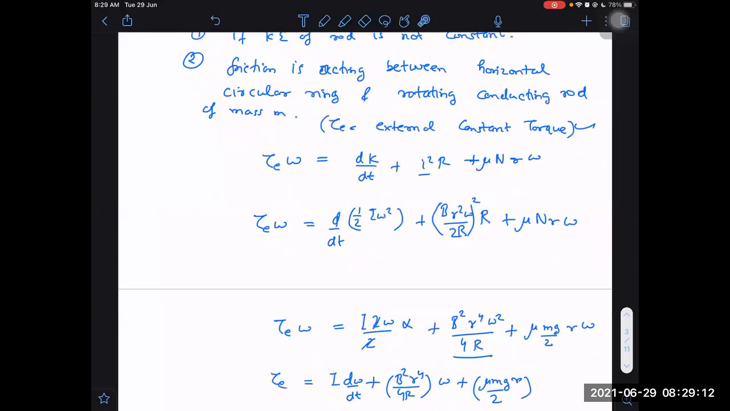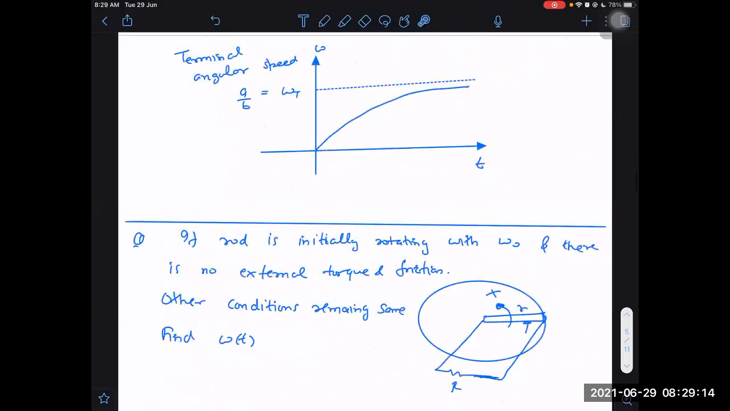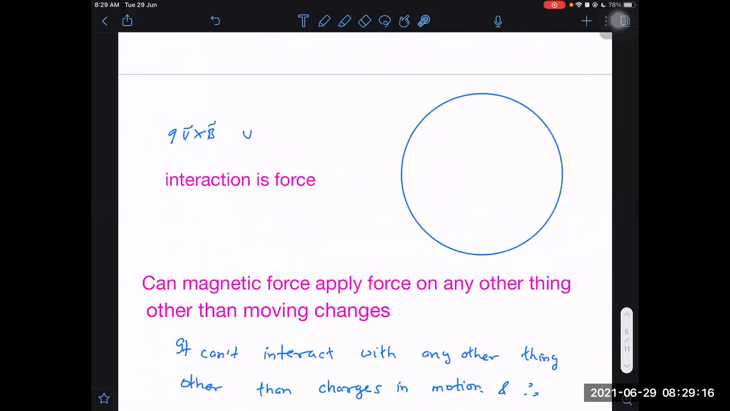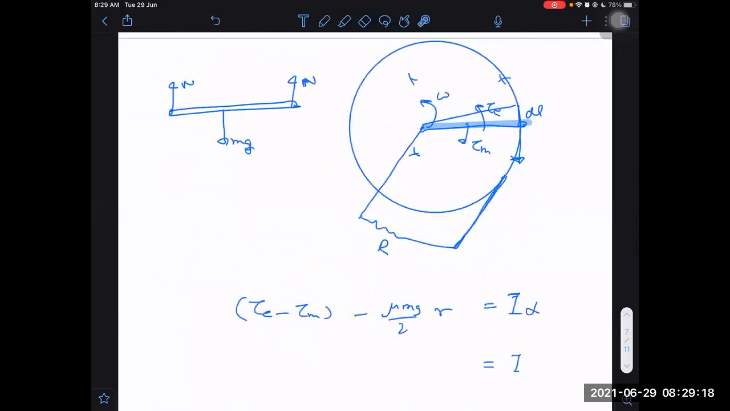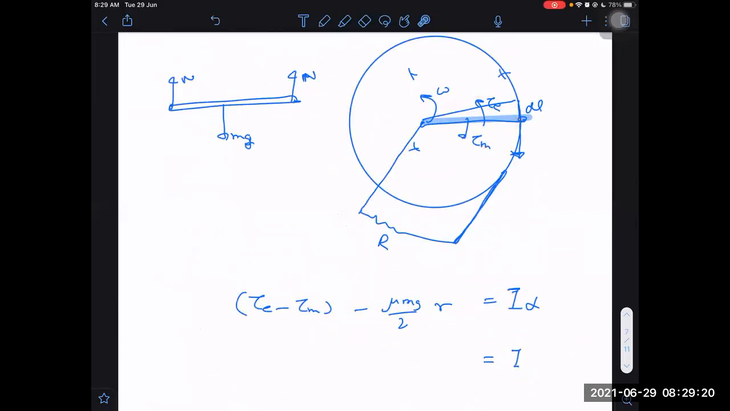Have you understood? But another equation also I have written somewhere after that, where I took only the magnetic torque. Was that right or wrong? This one. See here. What am I doing now? In this, I'm writing tau E minus tau M minus mu mg by 2 into R is equal to alpha. Is it right? It is right. There is nothing wrong in this.